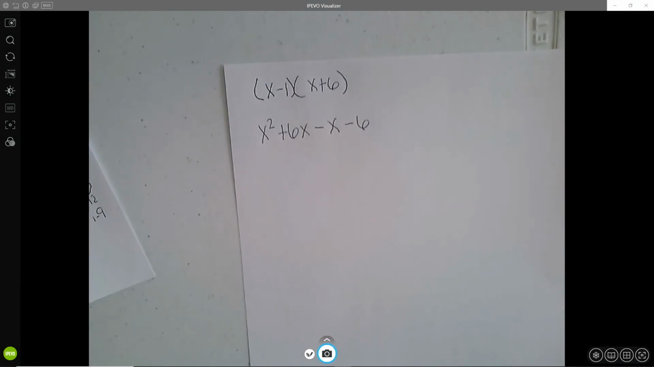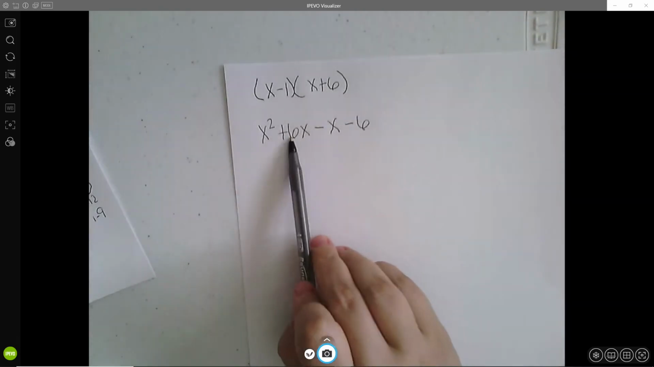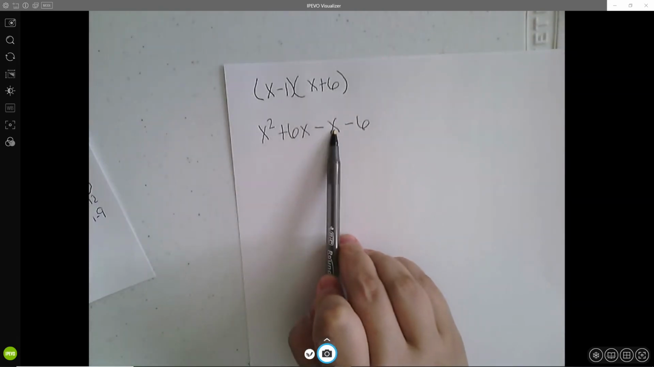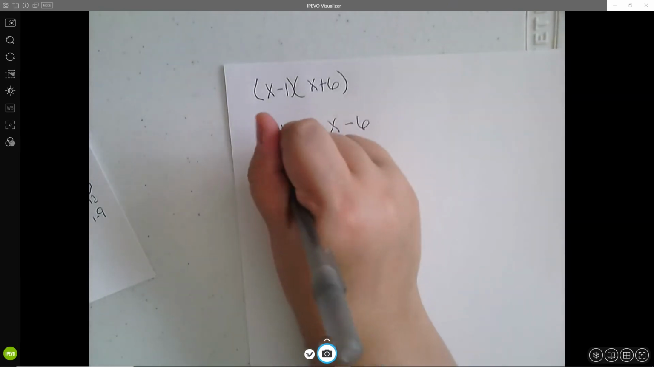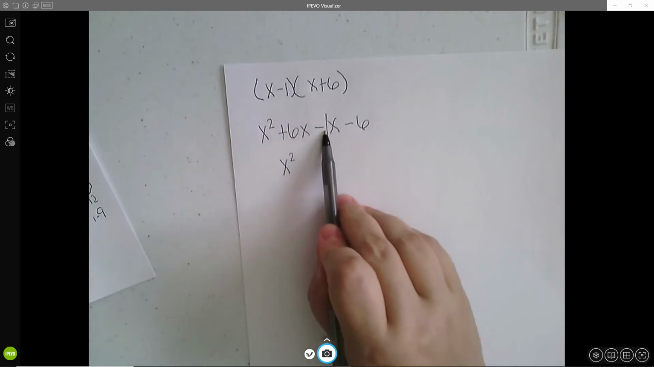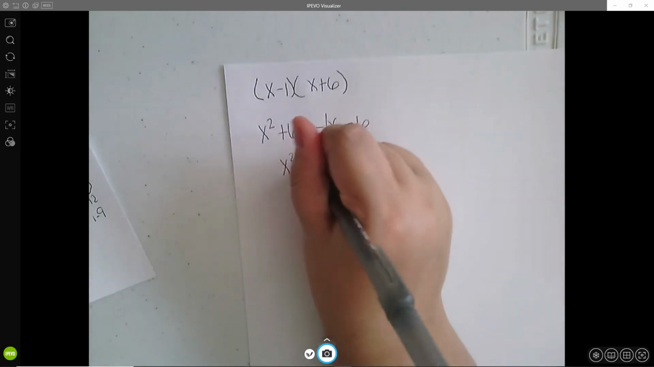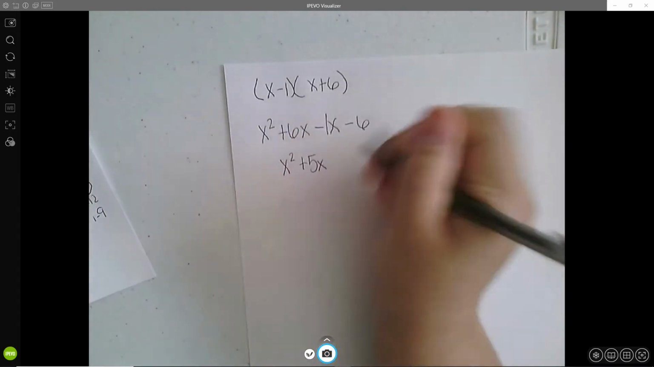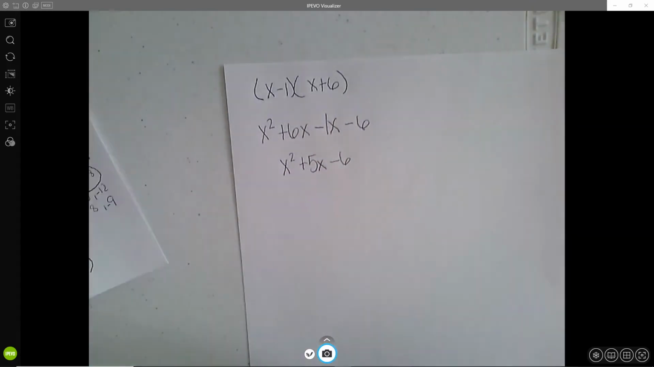Okay, the one thing that gets forgotten a lot of times with FOIL is to combine like terms. I can combine my 6x and my negative x because they are common terms, like terms. A positive 6 and a negative 1 is a positive 5. Attach the x, minus 6.